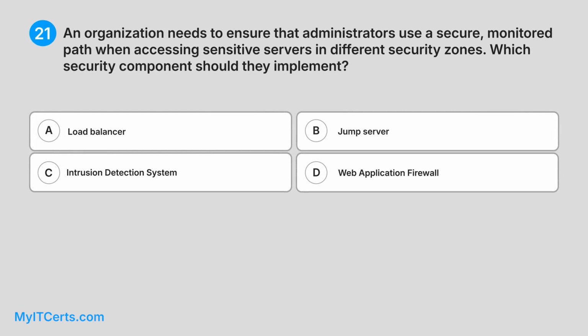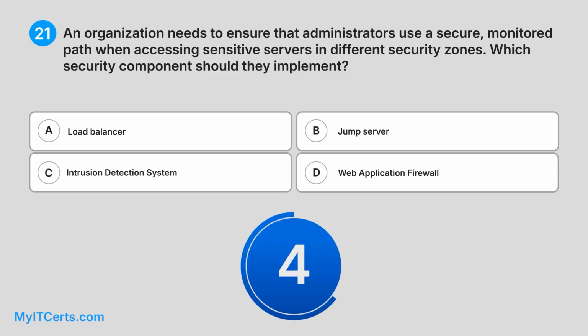21. An organization needs to ensure that administrators use a secure, monitored path when accessing sensitive servers in different security zones. Which security component should they implement? A. Load balancer. B. Jump server. C. Intrusion detection system. D. Web application firewall. Can you guess the answer?